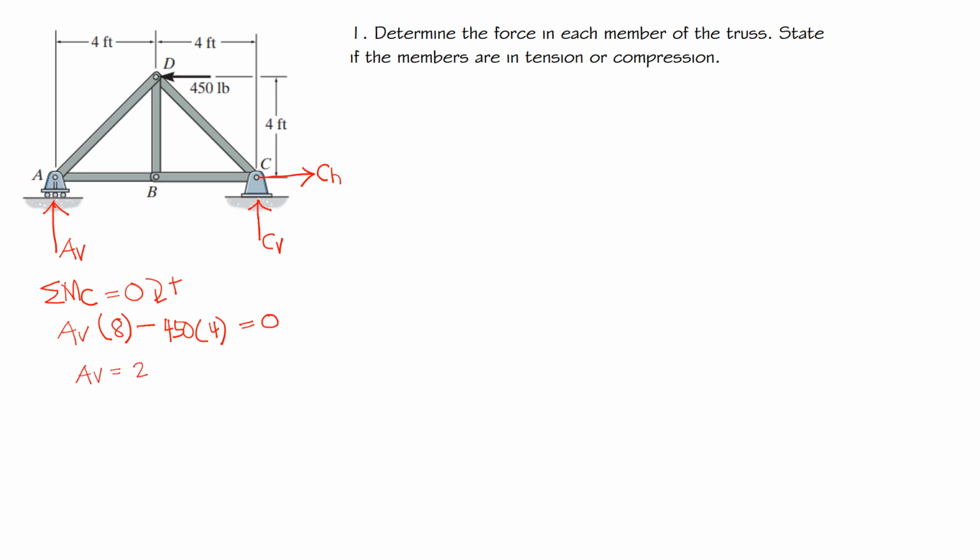So simplifying, AV is equal to 225 pounds, and it's positive. So our assumption of the direction that AV is going up is correct.